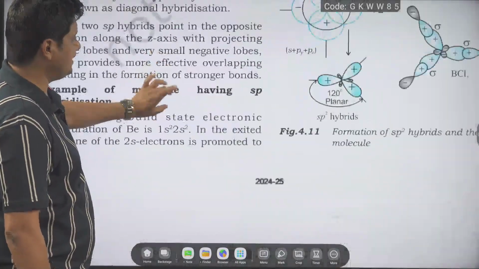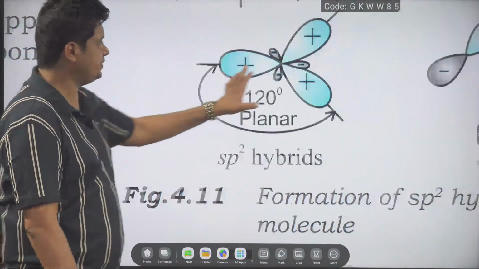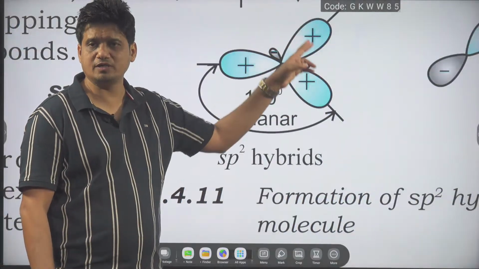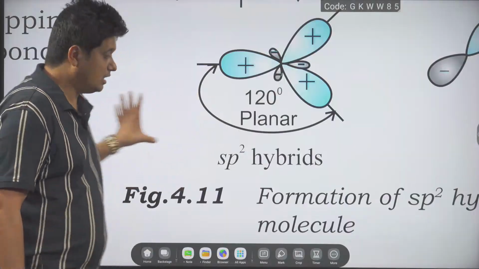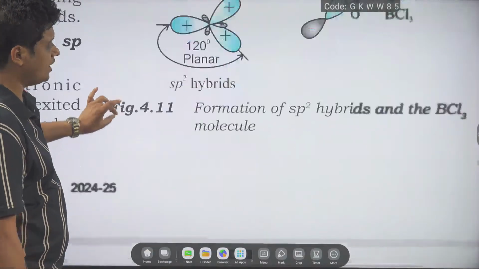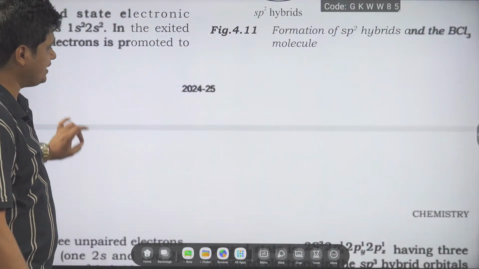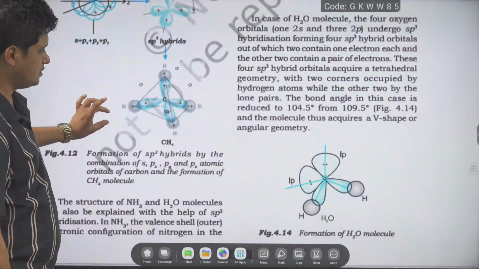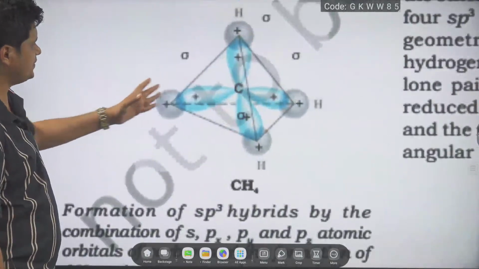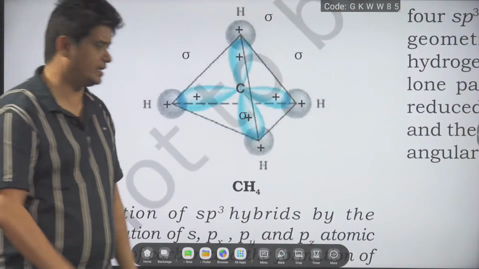Now observe here, when they are representing sp2, 3 sp2 hybrid orbitals are drawn here. Big and small lobes both are represented. I said one point, in case of higher hybridization like sp3, sp3d, sp3d2, we can ignore smaller lobes. That's why when they are representing sp3 here, they ignore the smaller one. No problem. That is also correct.